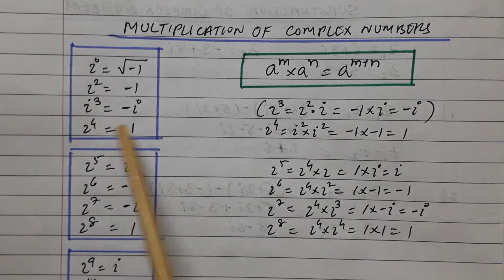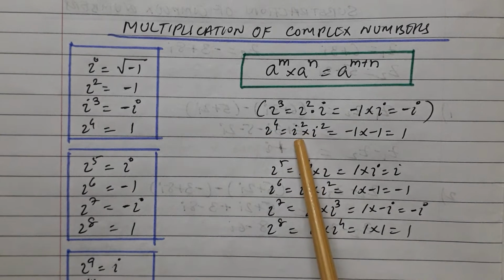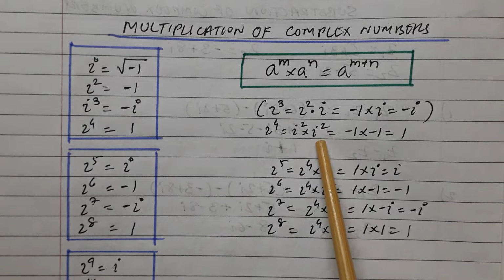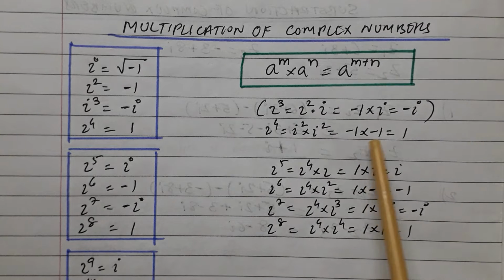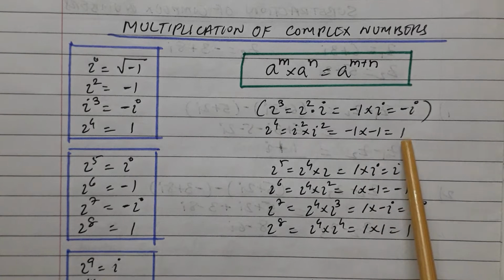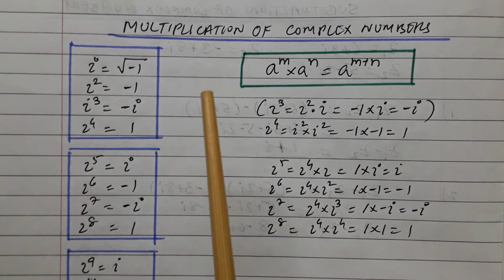Similarly, iota raised to 4 is 1. And iota raised to 4 is iota square into iota square. 2 plus 2 is 4. Iota square is -1 into -1, that is 1. So we get iota raised to 4 is equal to 1.